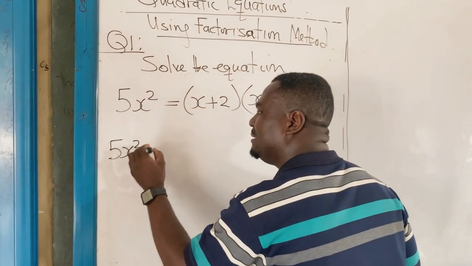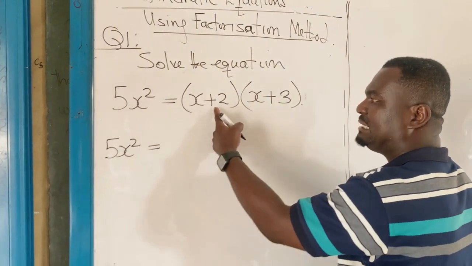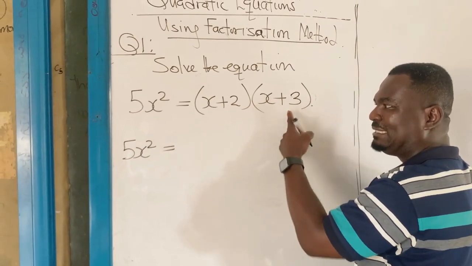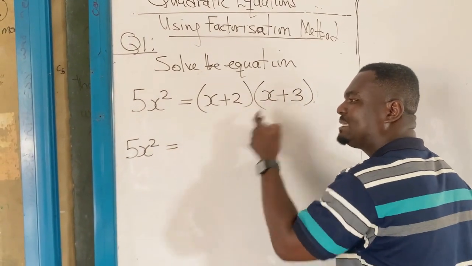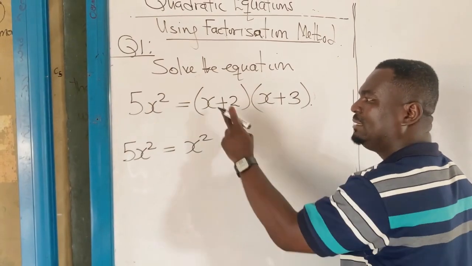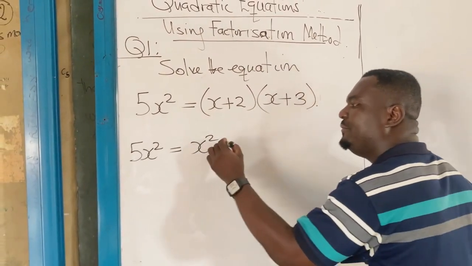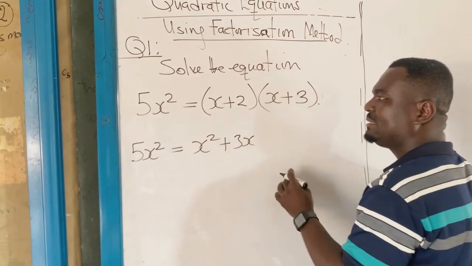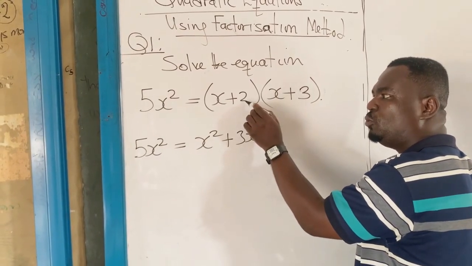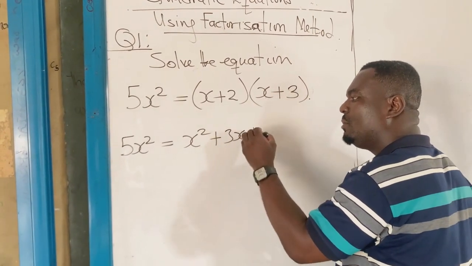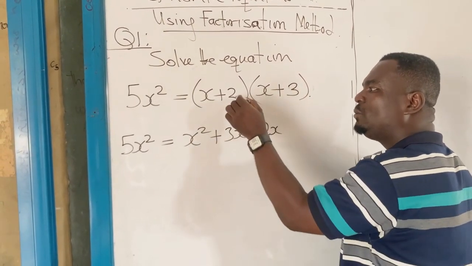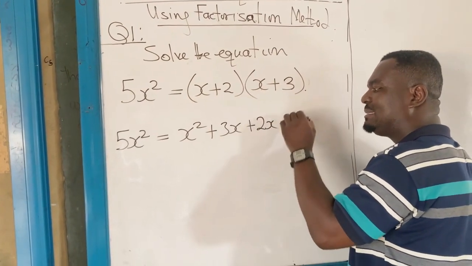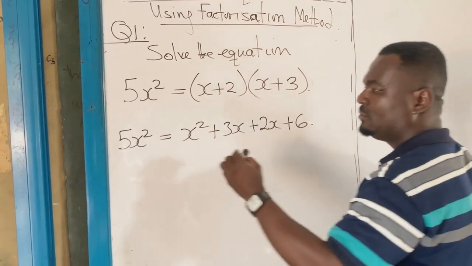5x squared equal to, this is a binomial, so you have to expand. x times x will give you x squared. x times 3 will give you 3x. From here then you pick 2. 2 times x will give you 2x. 2 times 3 will give you what? 6.